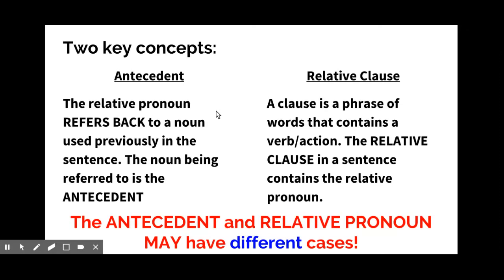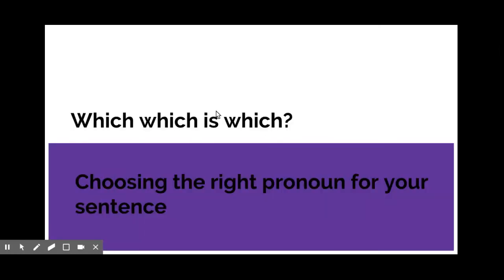One very, very critical message for you to take away from this is that the antecedent and the relative pronoun within the clause may have different cases depending on how the pronoun is used within the clause. So now you might be thinking, well, golly, how on earth could I possibly choose the right pronoun if I don't know what case it's going to be? So which is this final section here.